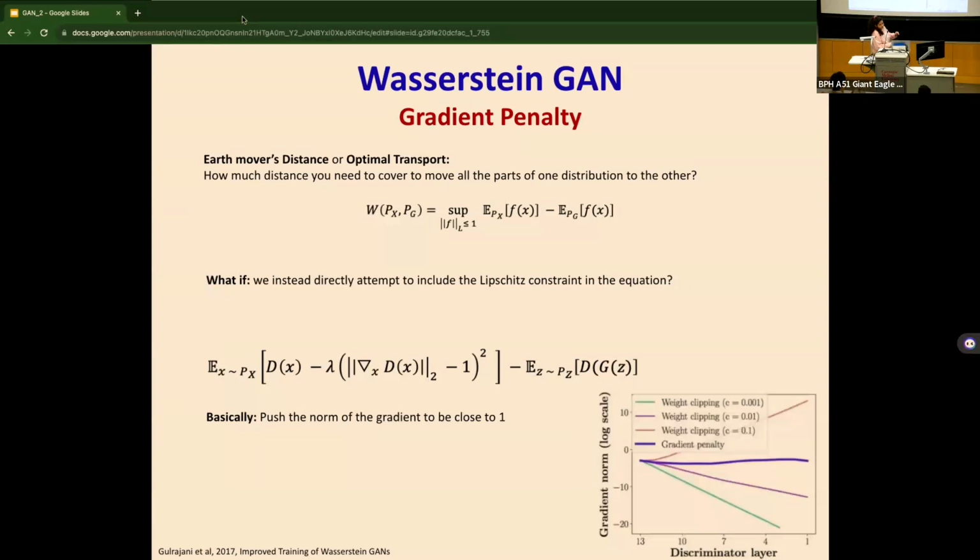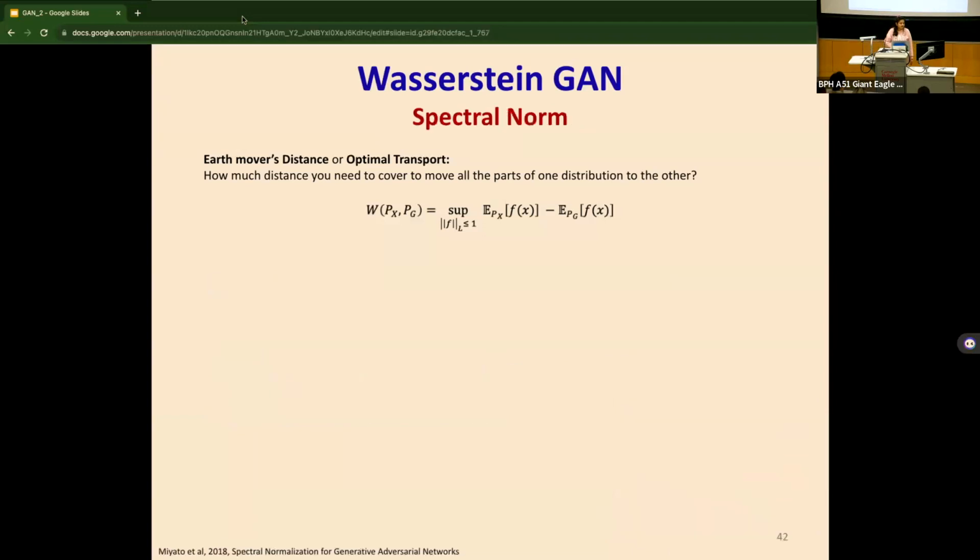Now, the reason why this is beneficial is that if you can see over here, by changing the values of C from 0.1 to 0.001, there's a lot of variation. But if you see the line corresponding to the gradient penalty, it is quite normal. It's still within a range, keeping it close to 1. So, which is why it's a good idea.